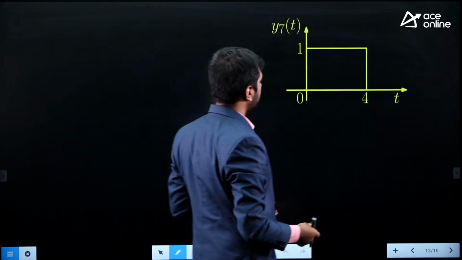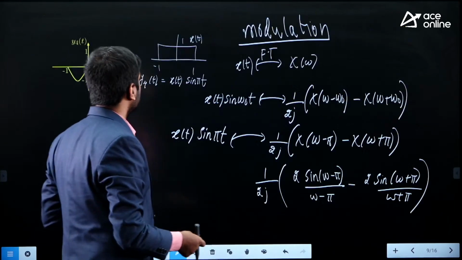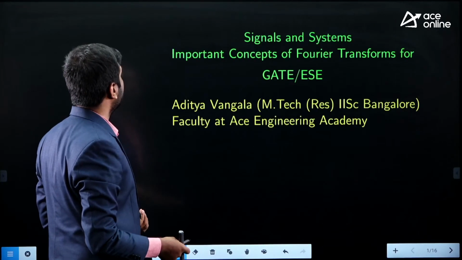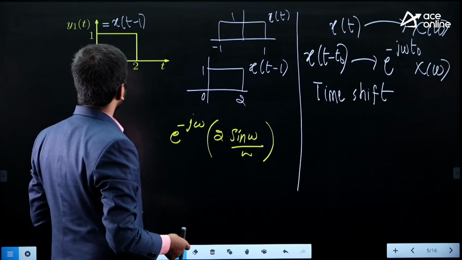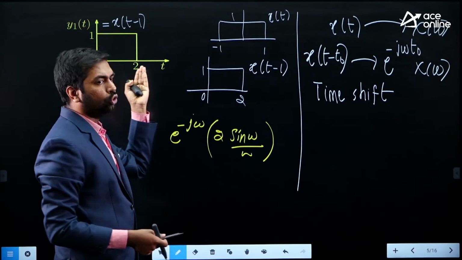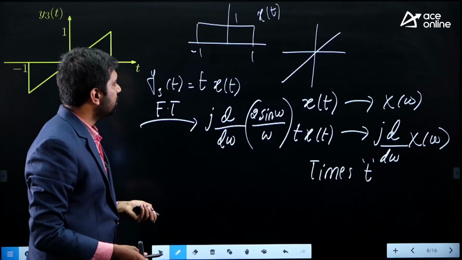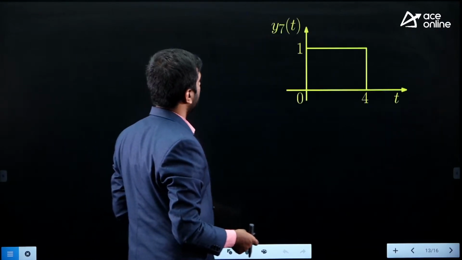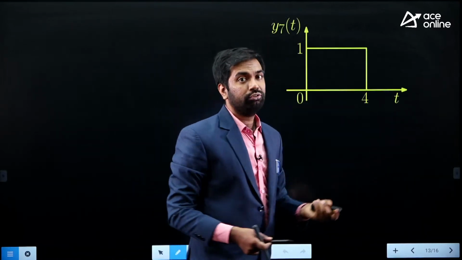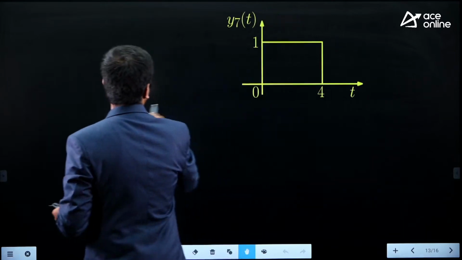So I have another signal in front of me. You might be comparing y7 with y1. How are they different? Here y1 has a width of 2 units. The width of this pulse is 2, right? Whereas y7 has width 4. This is different. Okay, y7 and y1 are different.